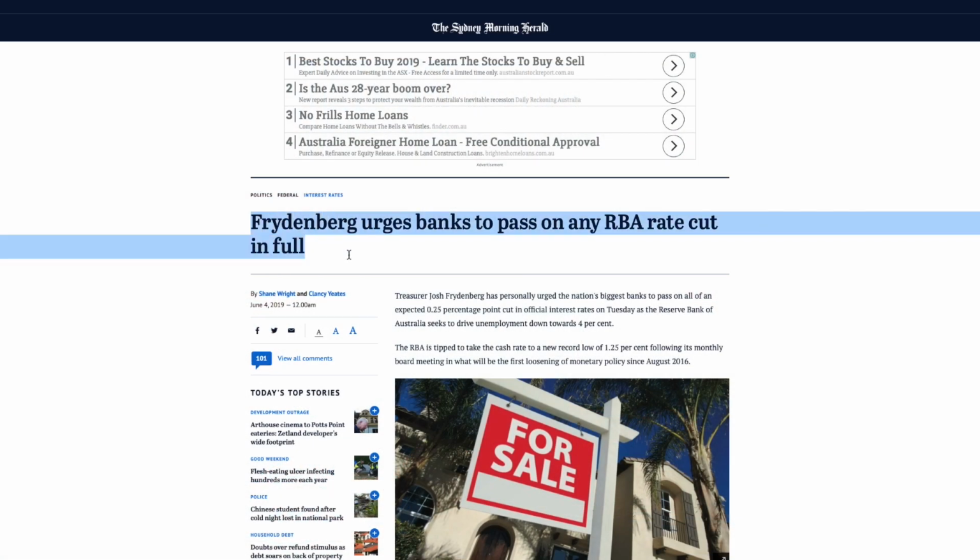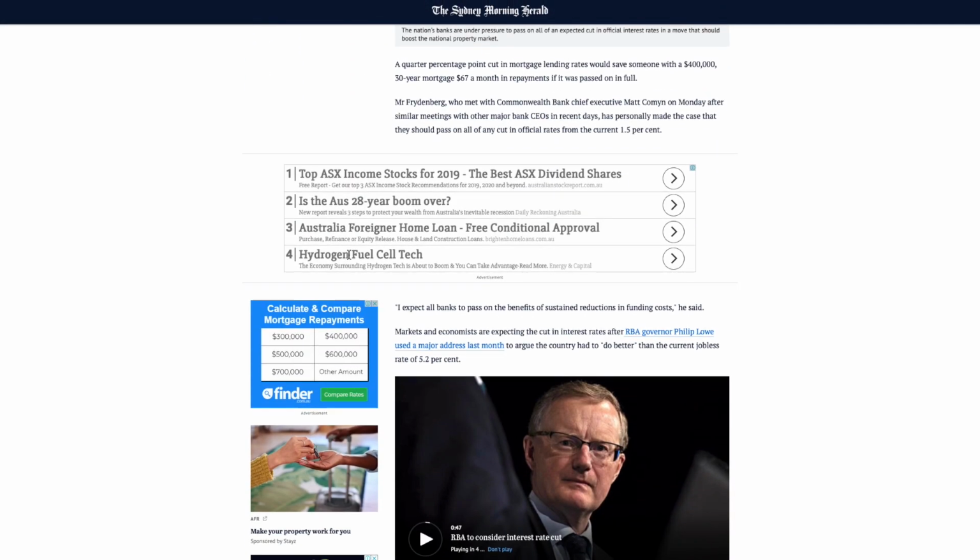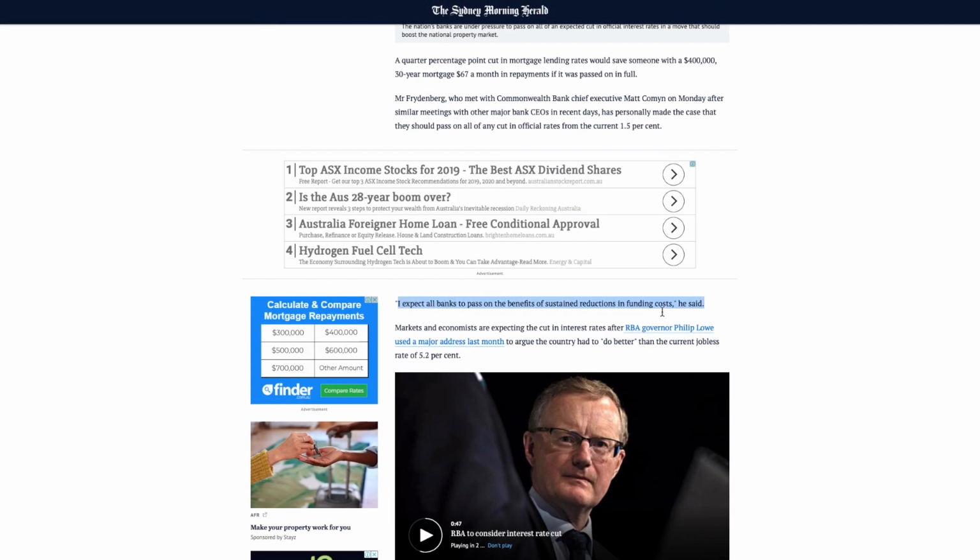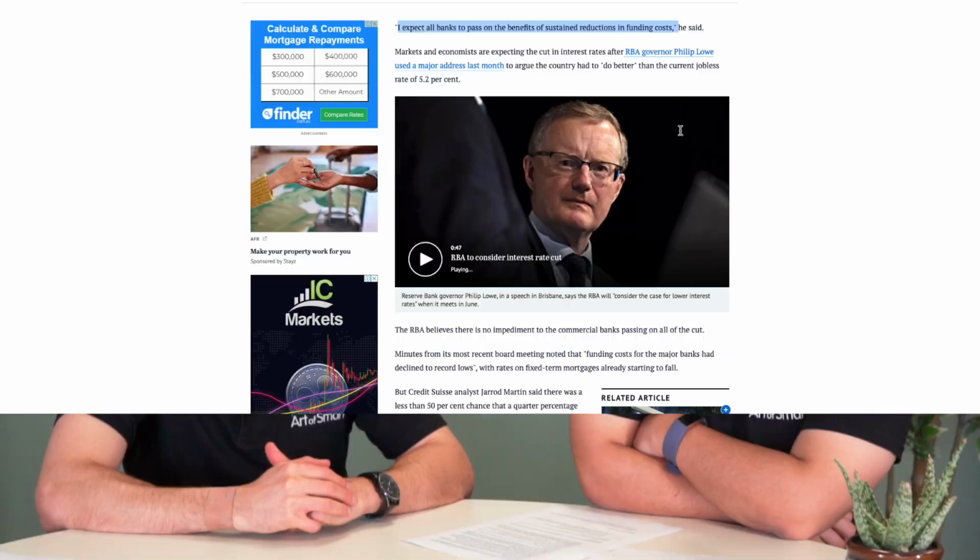I think not even just the RBA and the government, I think Josh Frydenberg, the treasurer, also came out, and they pretty much slammed any bank for not passing it on. Like, they did not mince words. So their only tool really is public pressure.